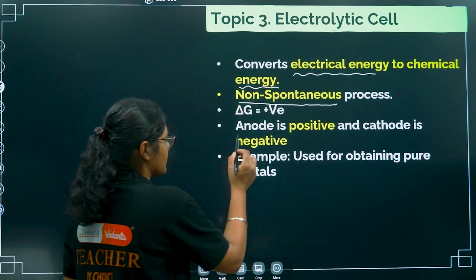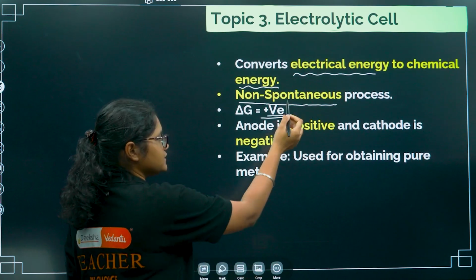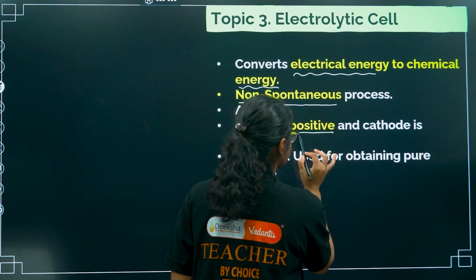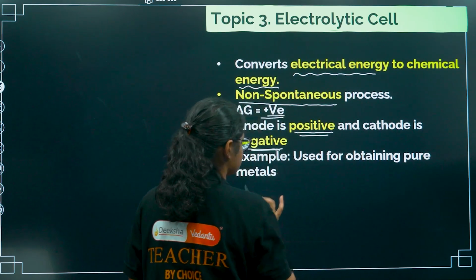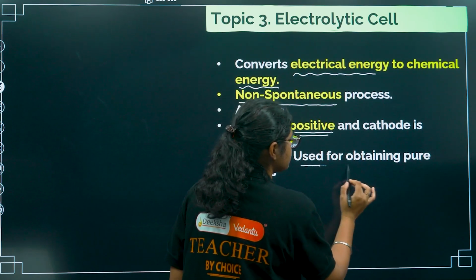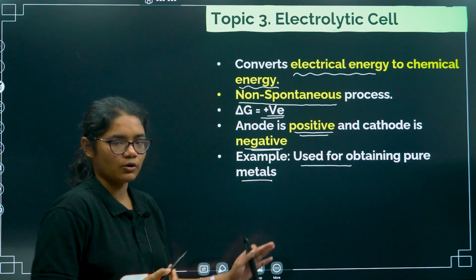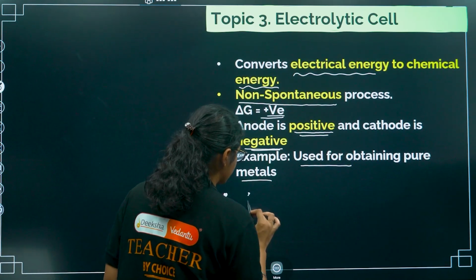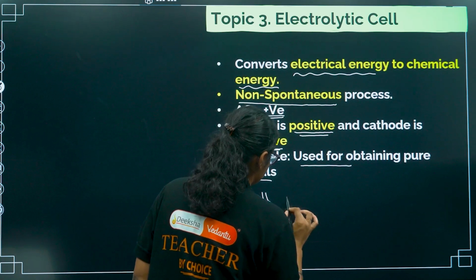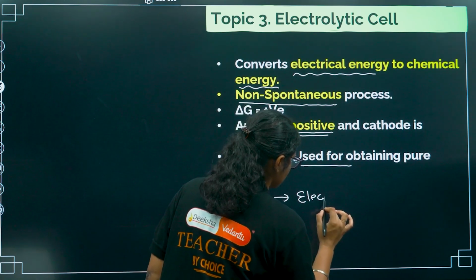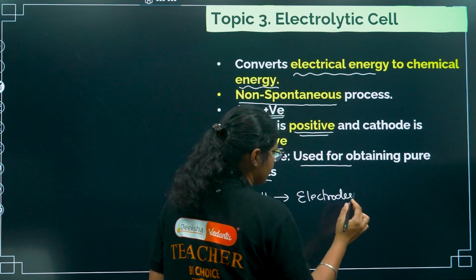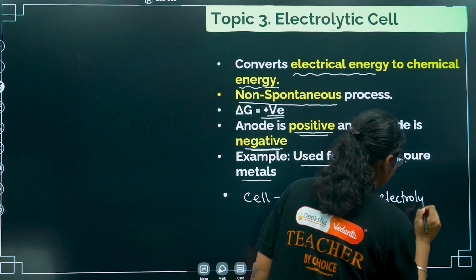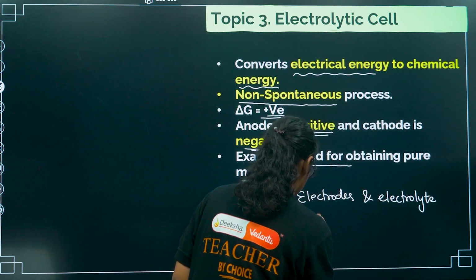Okay, next coming to delta G will be positive here because it is a non-spontaneous process. Next, in this case the anode is positively charged and the cathode is negatively charged. Okay, and then example, it is used for obtaining pure metals. I'll be talking about this also. And one more point we can write here, that the cell which contains your electrodes and electrolyte are present in the same container.